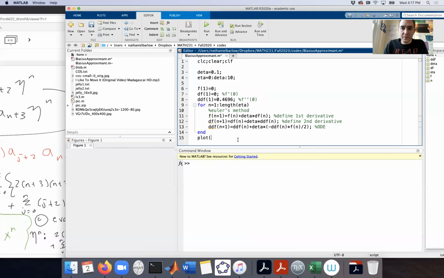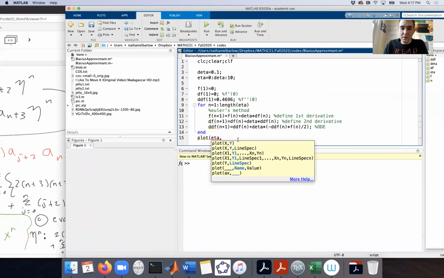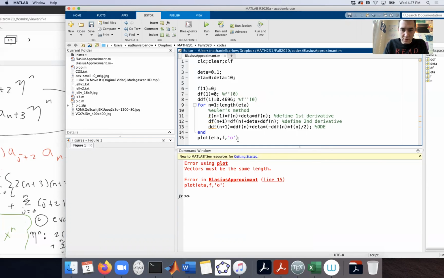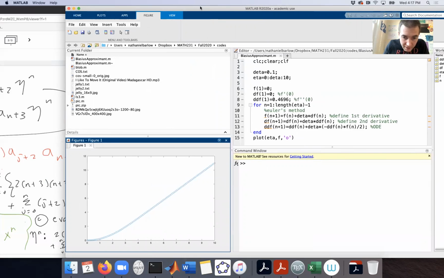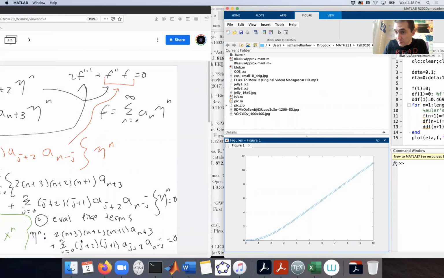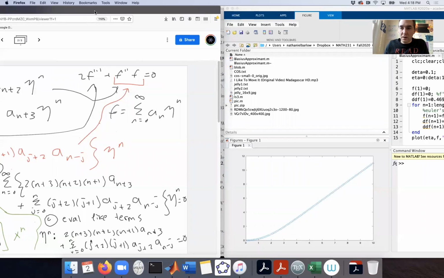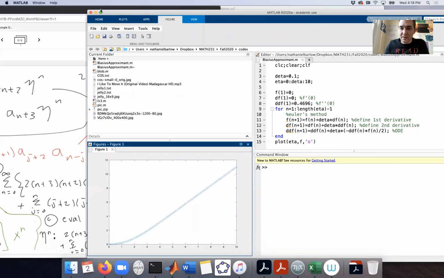So eta, f, and let's use circles. Must be the same length. Okay, so next up here, this needs to be -1. Cool. That looks pretty good. I don't know if that slope is exactly 1, but it's going linear, right? So it seems to be matching the infinite condition. All right, so that's the numerical solution.